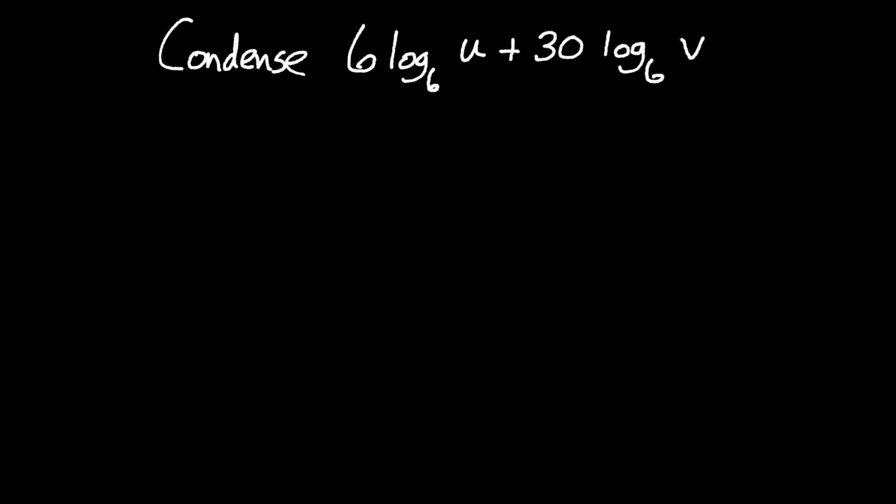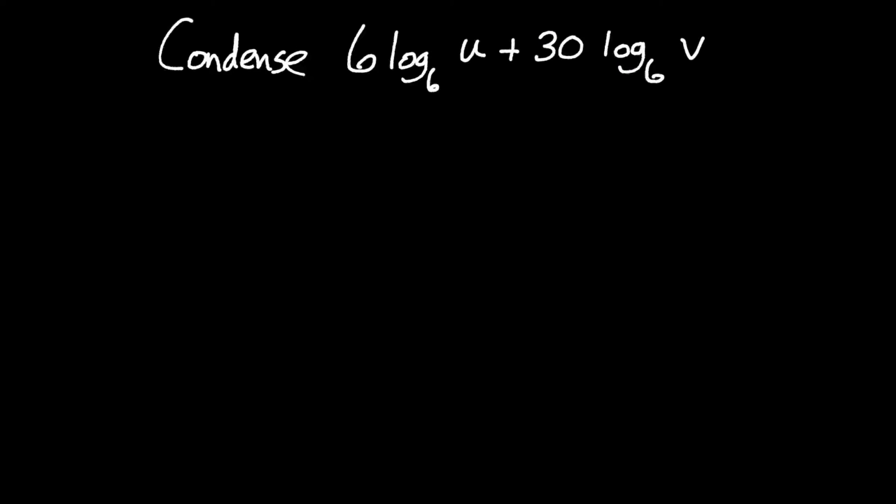This time we're being asked to condense 6 times the log base 6 of u plus 30 times the log base 6 of v. Couple things we should notice. One, both have the same base, so we know we should be able to condense it somehow because they have the same base. I've got a plus here.